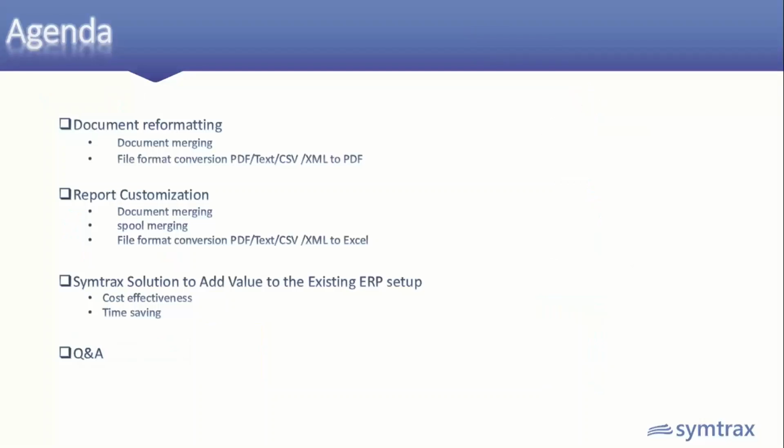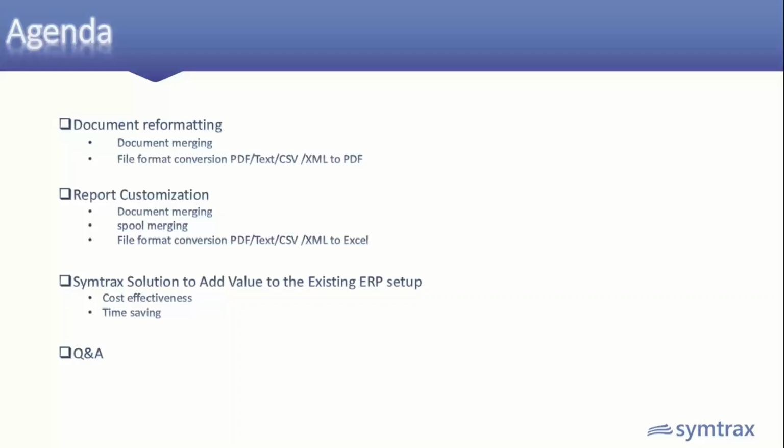Moving further, let's set up the agenda for today. In an ERP environment, there are certain challenges in terms of document reformatting and report customization. In document reformatting, challenges could be frequent change requests for form redesigning, or if you would like to merge two different documents into a PDF. In a similar way, in report customization, you may want to merge two different reports into one Excel, or if you're using SAP ERP, there are certain challenges with SAP spool files and all.